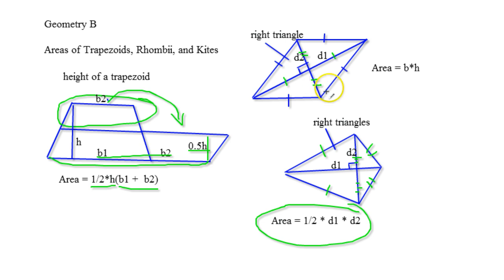Okay, right, and so there are all the little tricks and know-hows and missteps that you're going to need to know for trapezoids, rhombi, and kites. Okay, that's it for area.